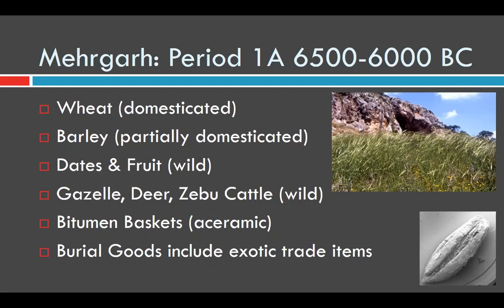wild varieties of zebu cattle, which are unique to this region. And that's one reason why we know that they're doing the same sorts of things that happened in Mesopotamia on their own, and it's not just the spread of this way of life from Mesopotamia into this region. These behaviors are also going on in Afghanistan, just like they were in North Africa, just like they were in Mesopotamia. Gazelle, deer, and the zebu cattle, wild varieties, are being intensively exploited.